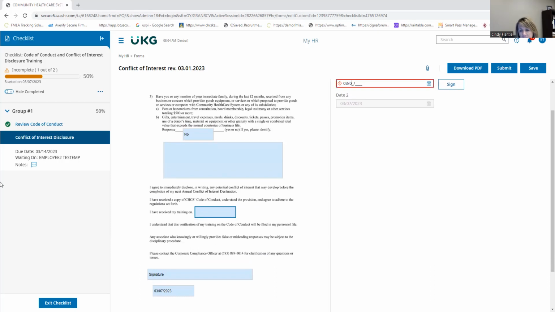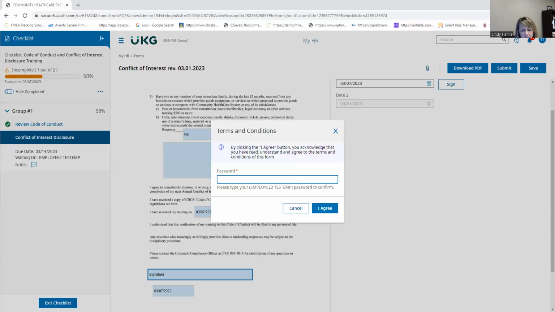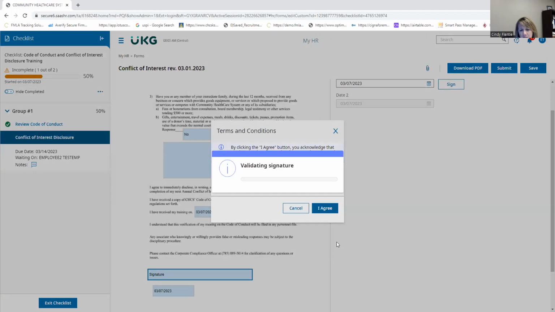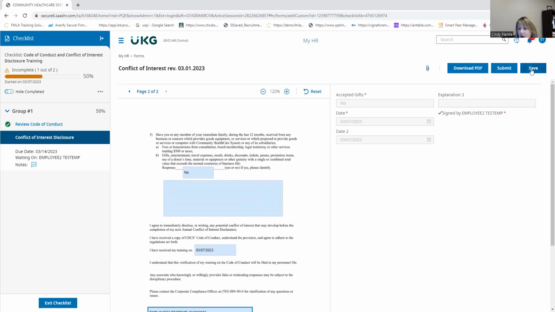So it's going to be 03/06. Today's the 7th, 03/07/2023. You'll just put the date that you're reviewing this Zoom meeting, or when you're going through your checklist, and then hit sign and save and sign. And then you're going to go ahead and enter your password again. And then you have signed off. I would hit save one more time just to be safe.